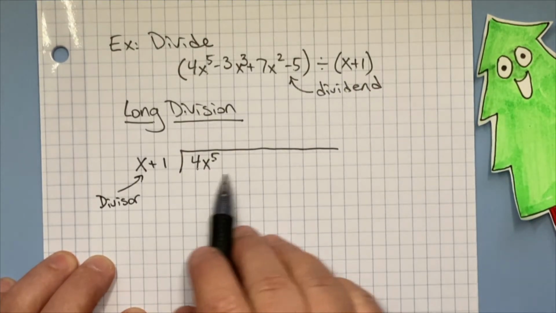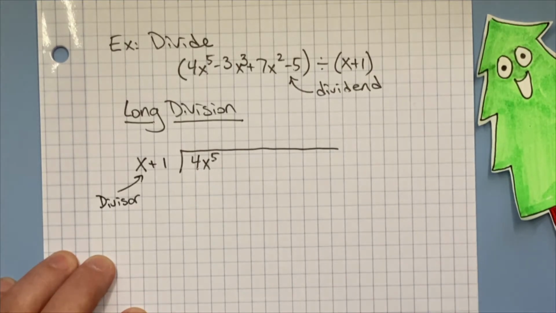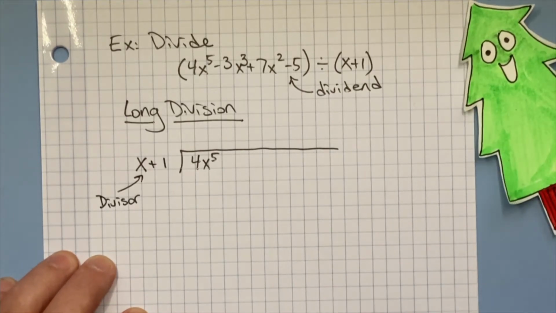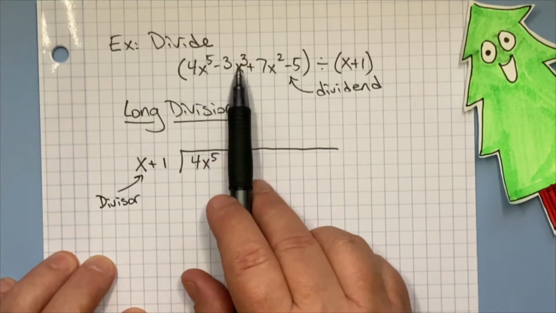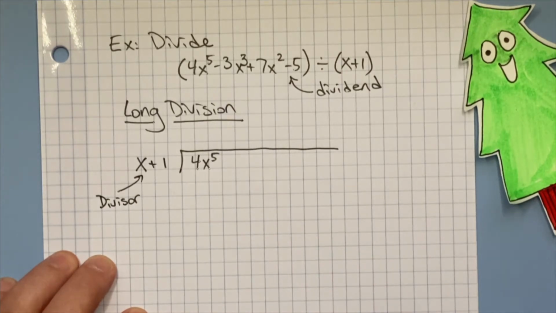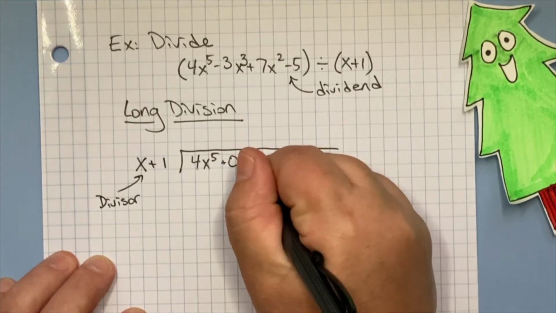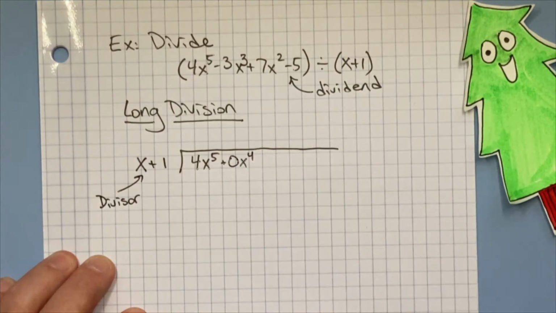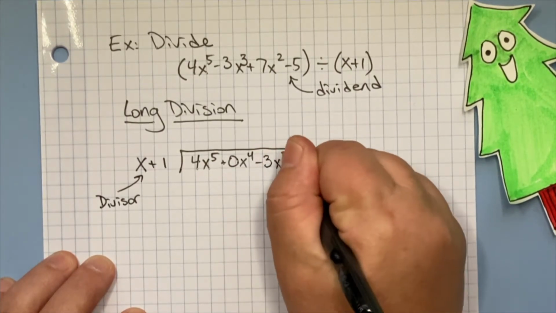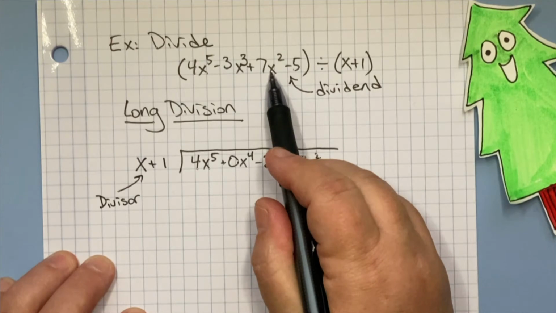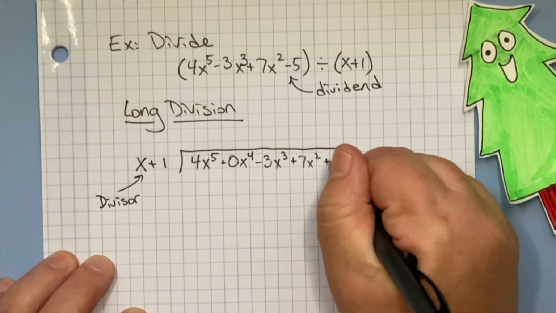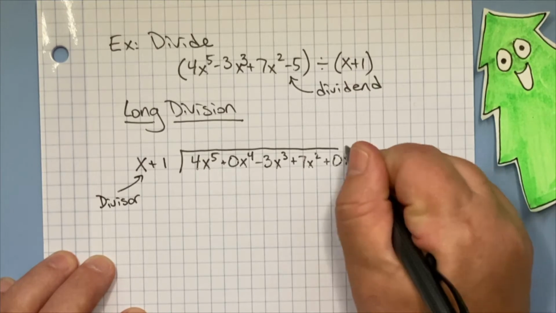Now, as I'm writing it out, everybody's got a different style, but I would recommend that you include zeros. So in other words, because it goes from 4x to the fifth to negative 3x cubed, I would include the x to the fourth. I personally find it useful. Other people get really annoyed, so you do you. However that works, I'm going to include my zeros. So 0x to the fourth. Then I've got minus 3x cubed, then plus 7x squared. Then I notice, I did another skip. There's no x, so I'm going to put in plus 0x, and then minus 5.